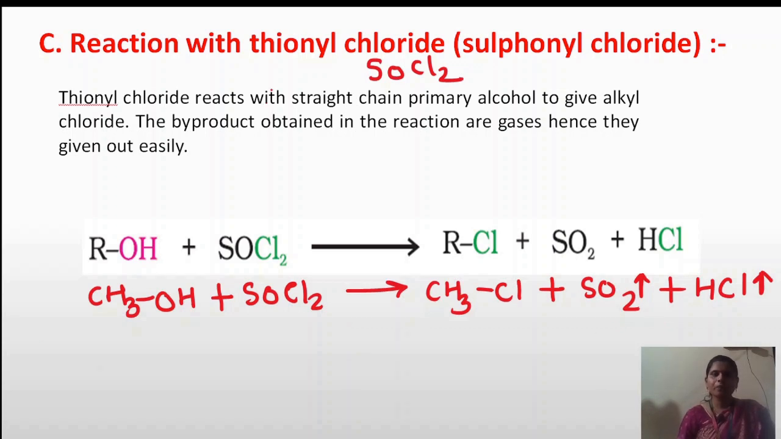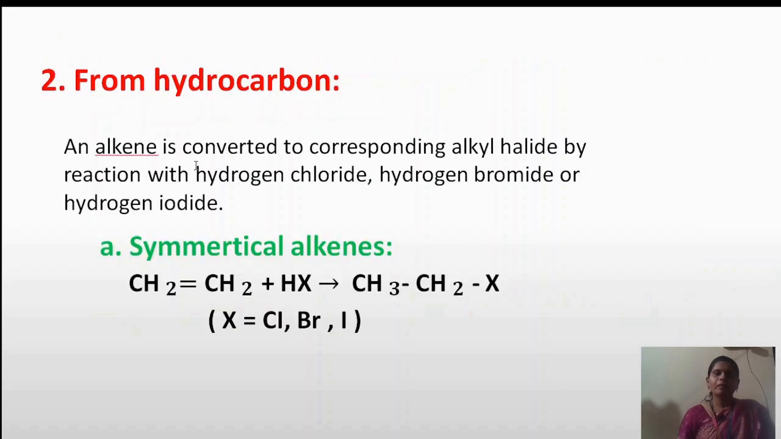So this is the reaction of thionyl chloride with alcohol to form alkyl chloride. So here we completed the method of preparation of alkyl chloride from alcohol. Next method is from hydrocarbon. Now in hydrocarbon we can react alkene with a hydrogen halide to form alkyl halides, and alkene is converted to the corresponding alkyl halide by reaction with hydrogen chloride, hydrogen bromide or hydrogen iodide.